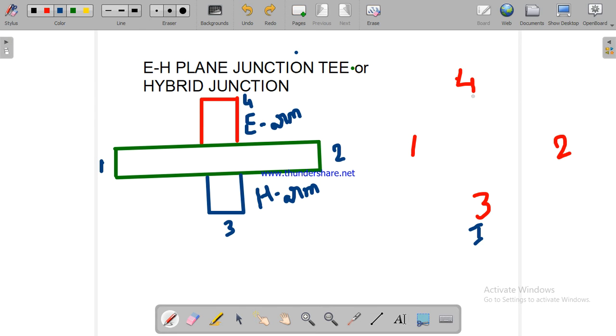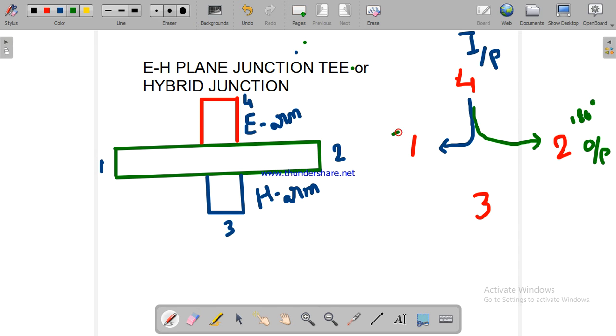Similarly, if you take port 4 as an input, nothing but the E arm, then the microwave energy will be divided equally between port 1 and port 2. But at port 2 we get a 180 degrees phase shift. At port 1 we get the same phase, there is no change, but the energy is divided equally between port 1 and port 2. At port 3, the output is 0. Now you understood about this.